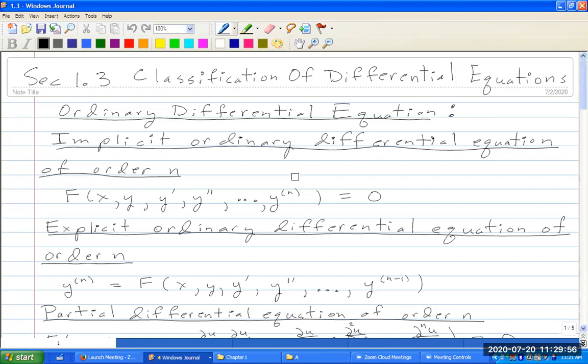It is implicit because you may not be able to solve for the nth derivative in terms of the other variables and derivatives.